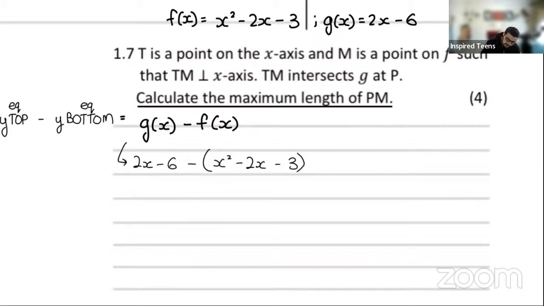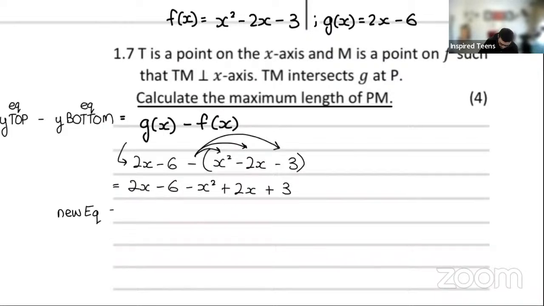This is how we start our first step to solve it. We take the top equation minus the bottom equation. The top equation is 2x minus 6, the bottom equation is x squared minus 2x minus 3, and we form a new equation. So this becomes 2x minus 6 minus x squared, distributing the negative, plus 2x plus 3. Then I simplify to form the new equation: negative x squared, 2x and 2x gives us 4x, negative 6 plus 3 gives us negative 3.